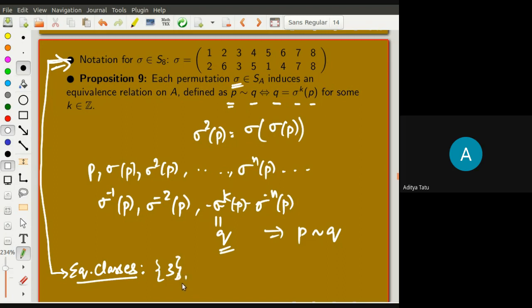Similarly, 7 and 8? 8 also is a separate equivalence class. Then what is the equivalence class containing 1? 1 goes to 2, 2 goes to 6, 6 goes to 4, 4 goes to 5, and then 5 goes back to 1. That's all, right?